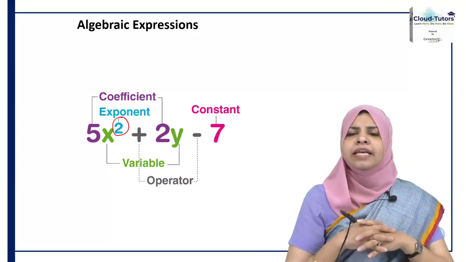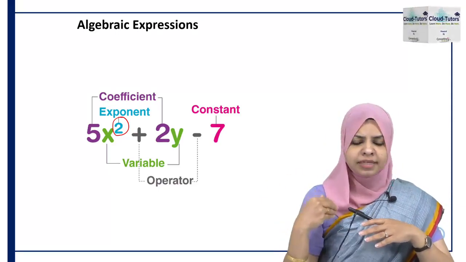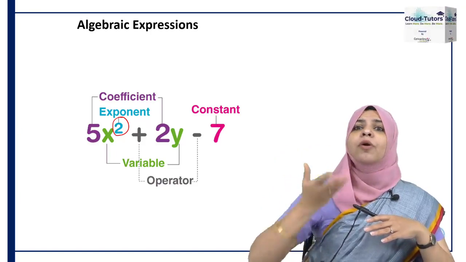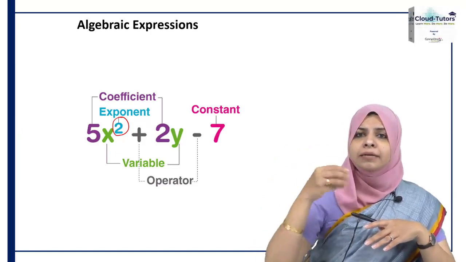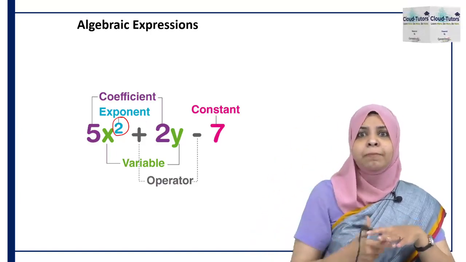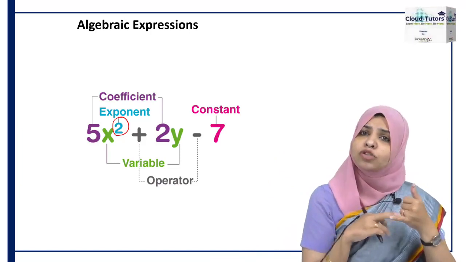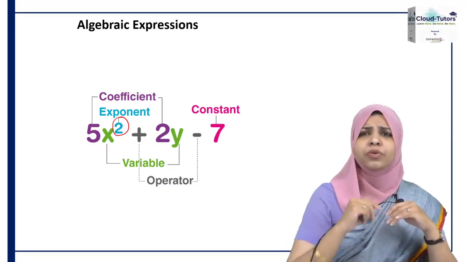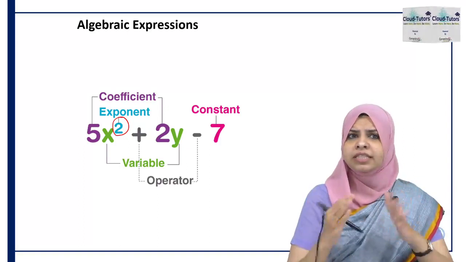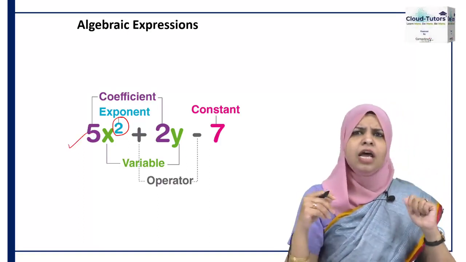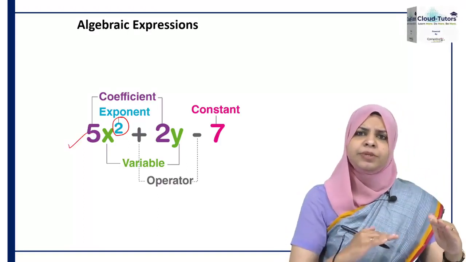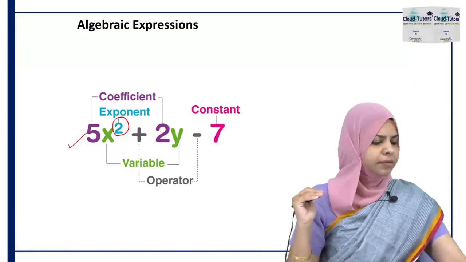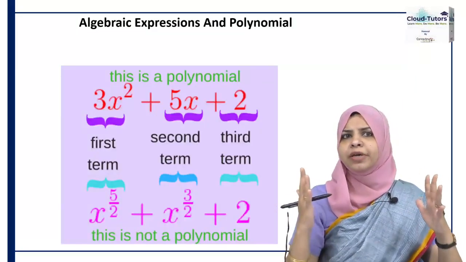And we will see the types of polynomials being split into types based on this degree, and they are also divided based on their terms. I'll get into it in a minute. Now, this is definitely an algebraic expression. Now, if this is an algebraic expression, what is a polynomial? What is a polynomial?